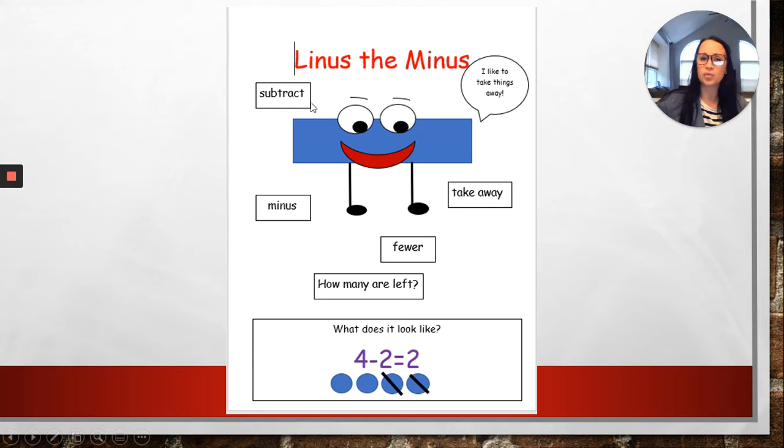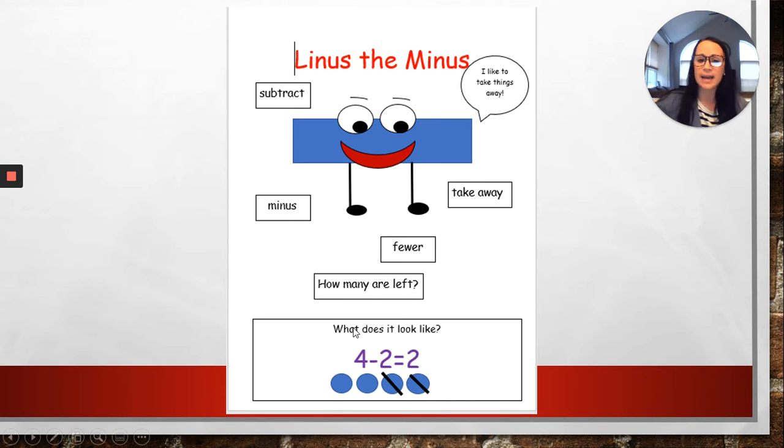So we have the word subtract, we have the word minus. If you hear those two words, you definitely know we're going to be using our minus sign and our answer is going to get smaller. You may also hear the words take away, which means it's also going to get smaller. And sometimes you might even hear the word fewer. These four words, how many are left, you're going to hear a lot. And if you hear those four words, you definitely know that you're going to have to subtract. And your problem is going to include a Linus the Minus sign.